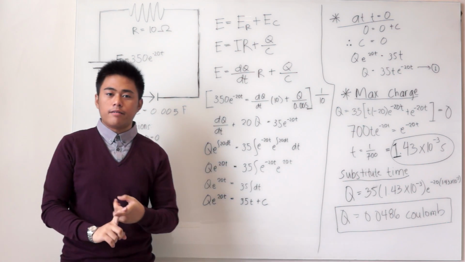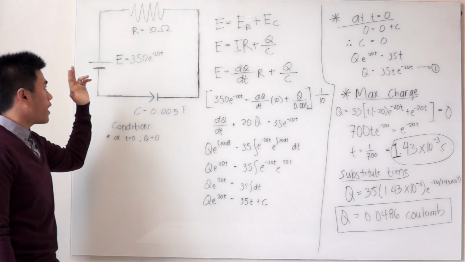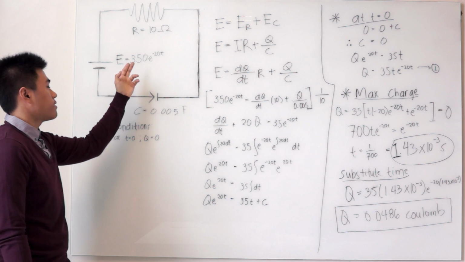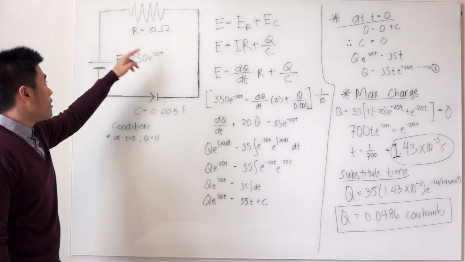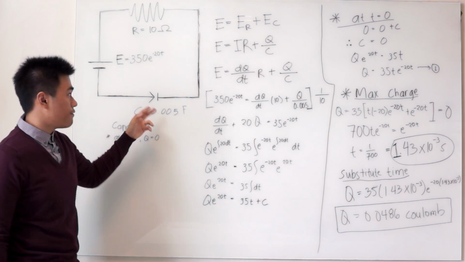To solve this problem about electric circuits, we need to identify our given values. We have an EMF equal to 350e^(-20t), a resistance of 10 ohms, and a capacitance of 0.005 farad.